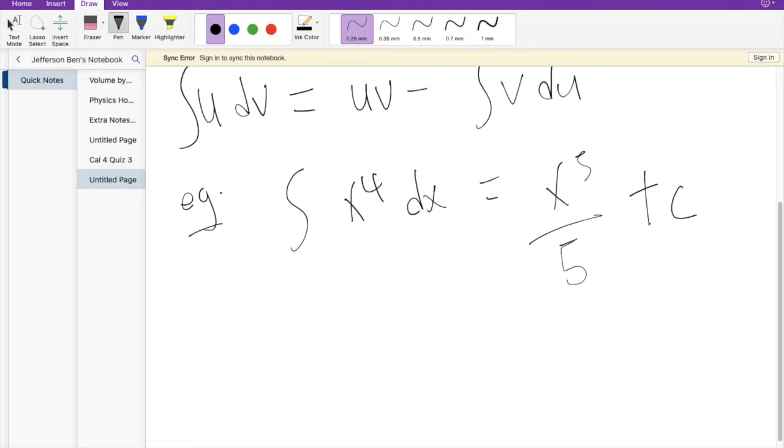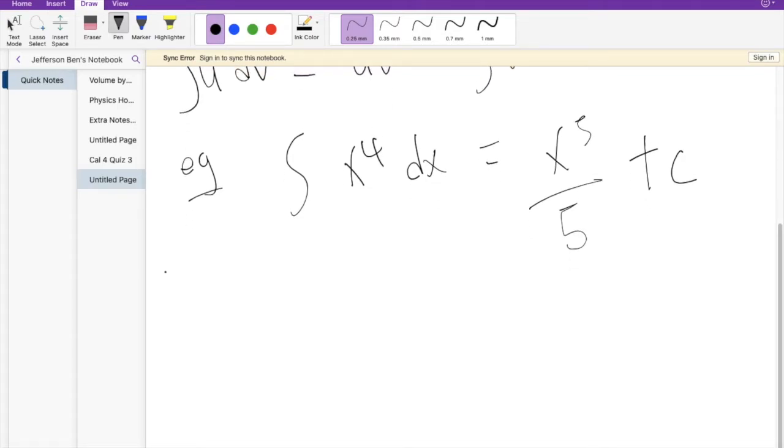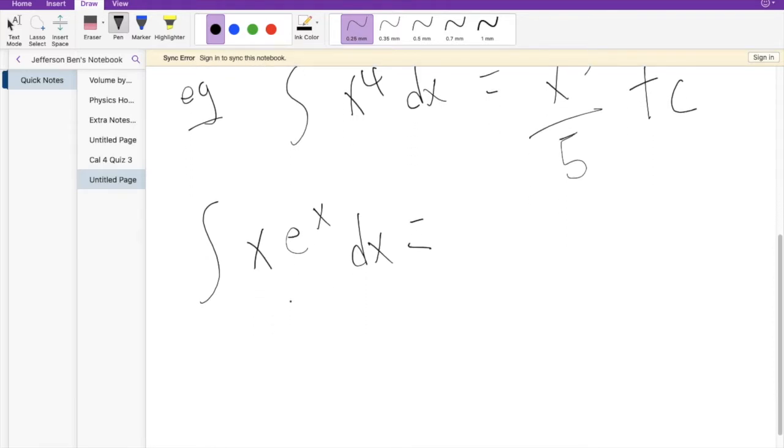However, sometimes integration problems can be complicated. For example, we have a problem like the integral of x e to the x dx. In this case, we can't just add 1 to the power and divide by the power plus 1, because we have an x here and an exponential here. We have two different types of expressions of x, one algebraic and one exponential. So how do we do this type of problem?